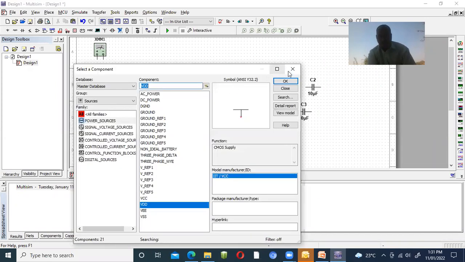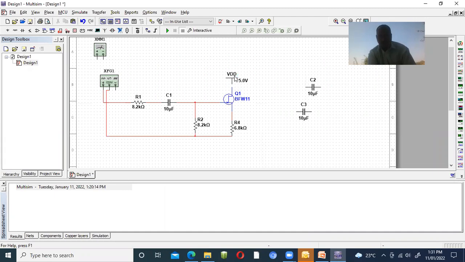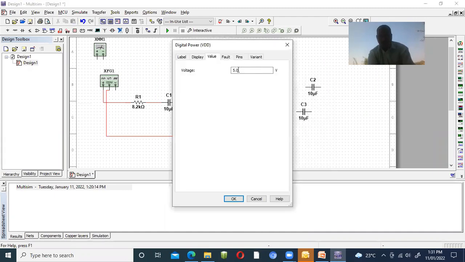VDD. Okay, see the value of the VDD is 12 volt. Right, so it is the value of 12 volt. So change it to 12 volt. 12 volt.